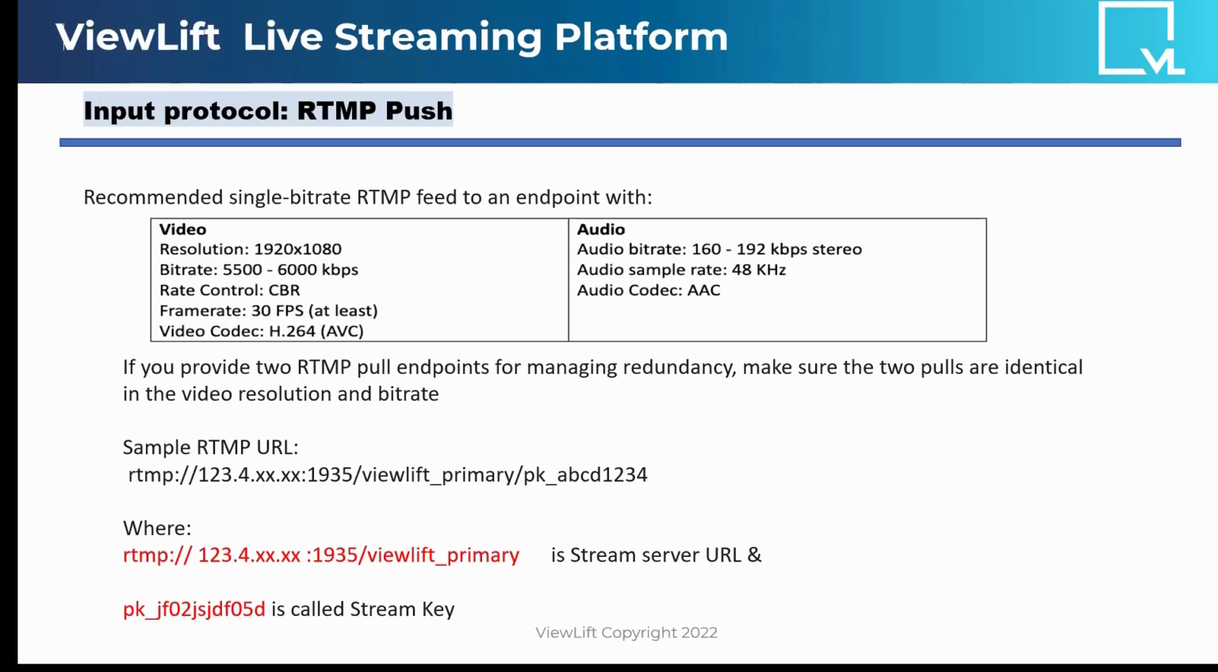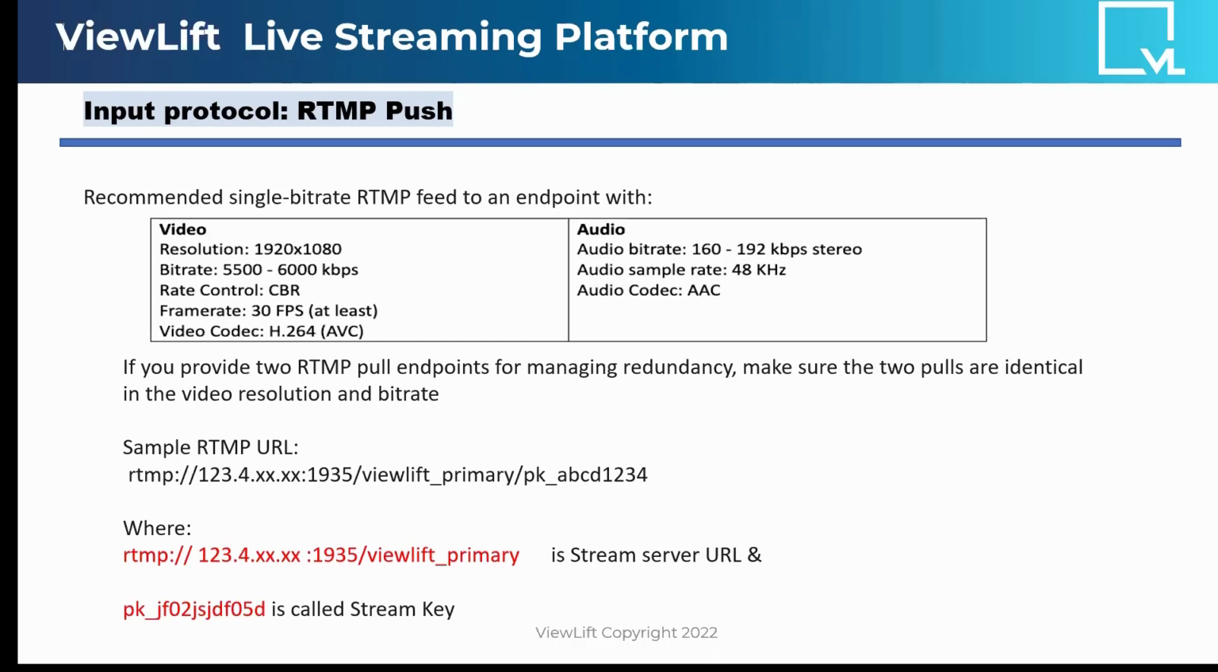So please make sure all these things are properly configured. There are two parts in this RTMP URL. I have mentioned in red rtmp://123.4.x.x:1935/viewlift_primary. This whole URL is called the stream server URL. The other part, after the last forward slash, PK_ABCD1234, is called the stream key. If your encoder has two separate places, one for the stream URL and another for the stream key, then copy up to primary into the stream URL, and PK_ABCD1234 into the stream key, and then you can start streaming.